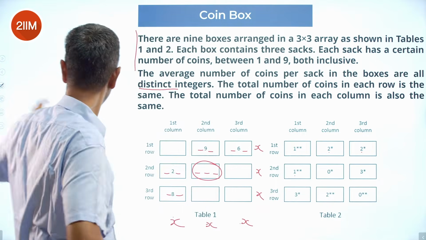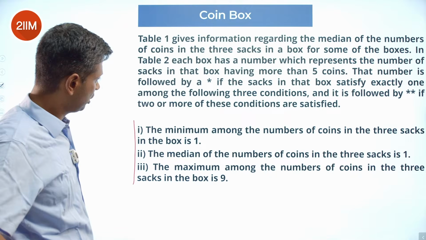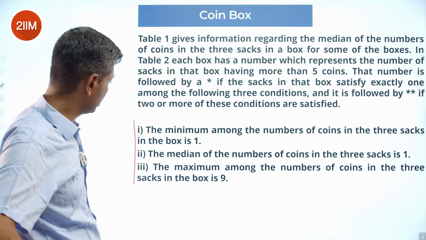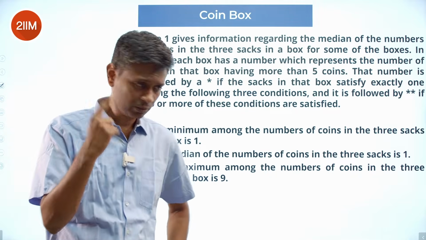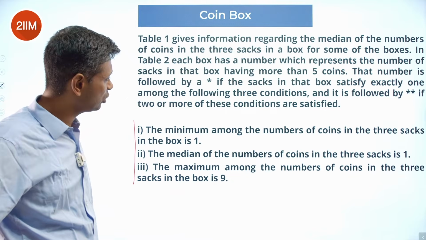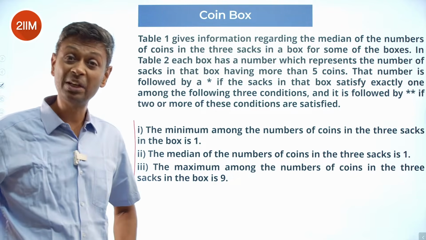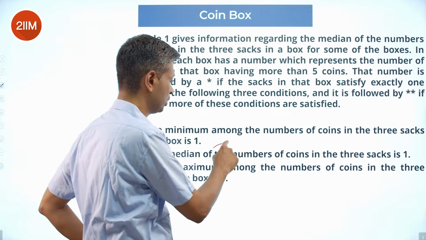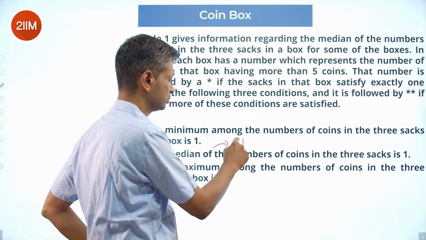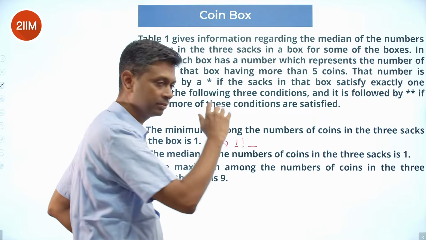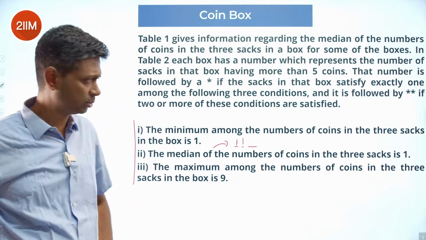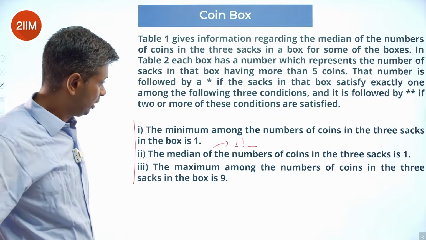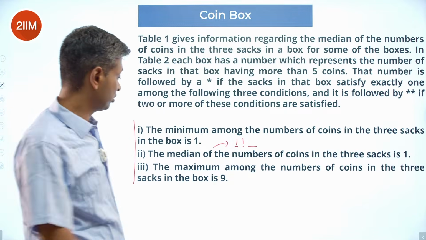Right? Nice. The minimum among the numbers of coins in the 3 sacks in the box is 1. That is one condition. The median of the numbers of coins in the 3 sacks is 1. If median is 1, then the first 2 are 1. The third one could be something else. Could also be 1, something else also possible. The maximum among the number of coins in the 3 sacks is 9.